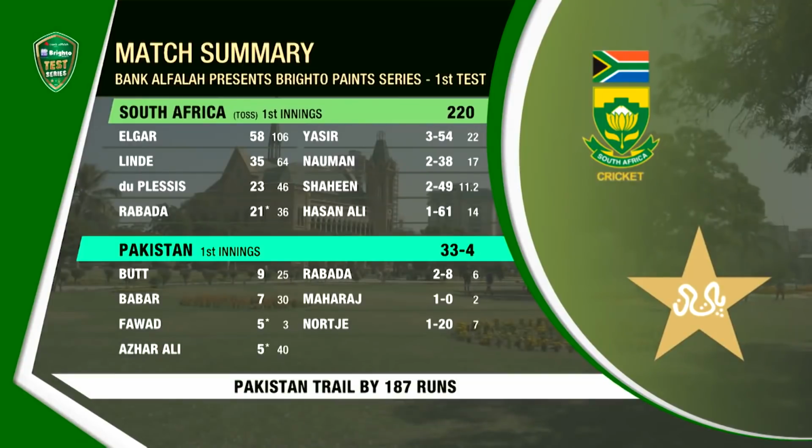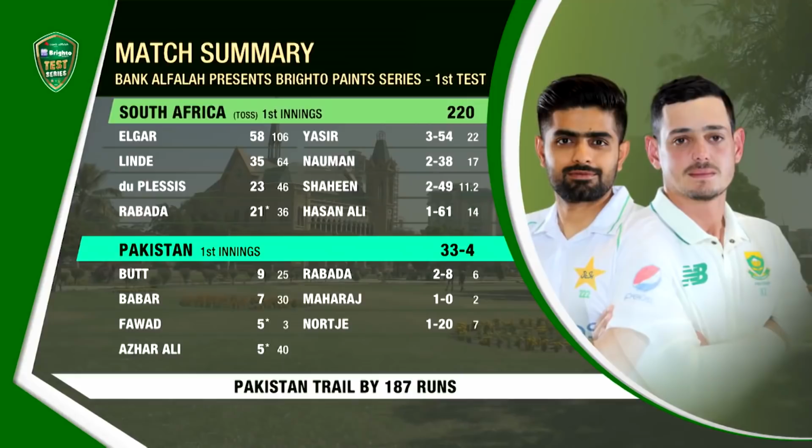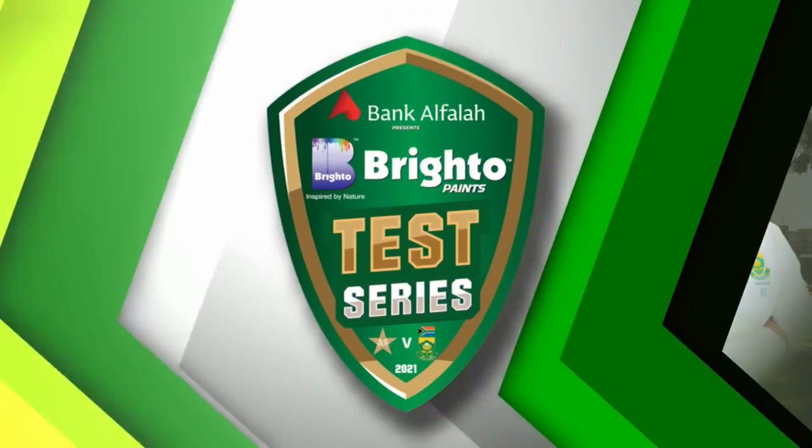That's the match summary then. South Africa won the toss, elected to bat, 220 thanks to Elgar's 58, and Pakistan in reply struggling and 187 runs behind ahead of Day 2. Let's get straight to the action then and join our commentary team.